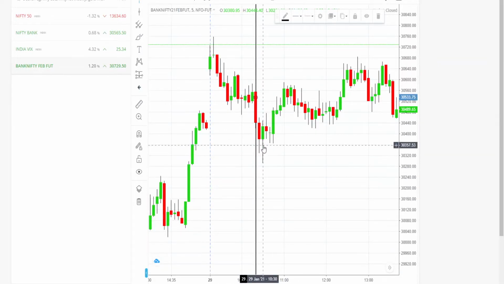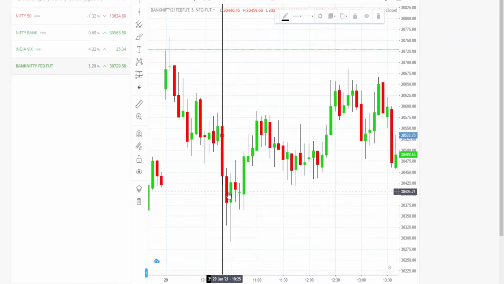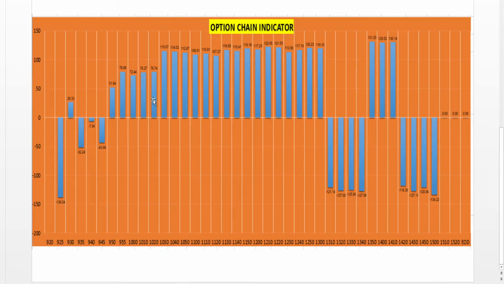In this candle, as per the price action, this is a bearish setup. But what is the option chain suggesting? The option chain is giving a buy signal here. So this is the problem between the price action and the option chain indicator.